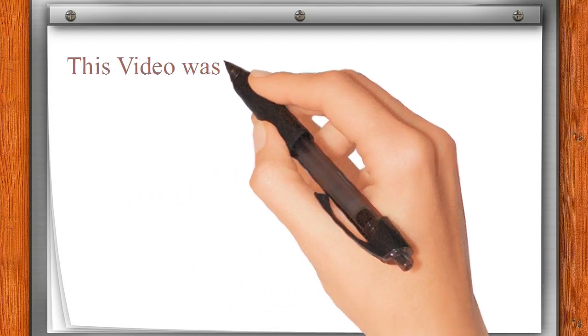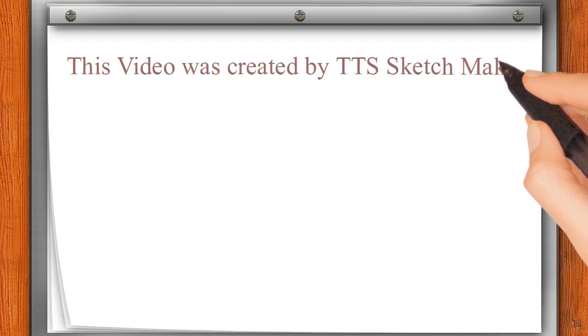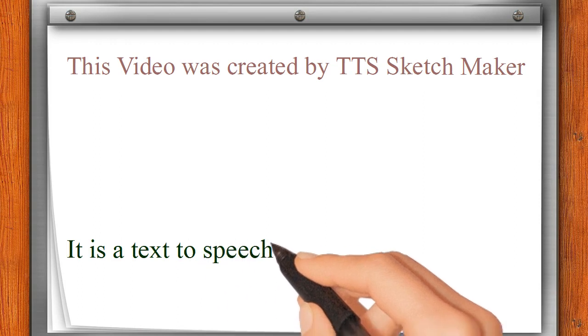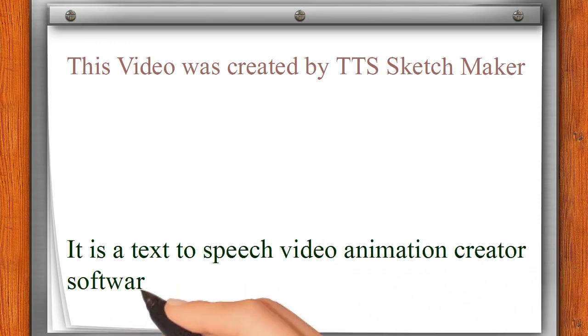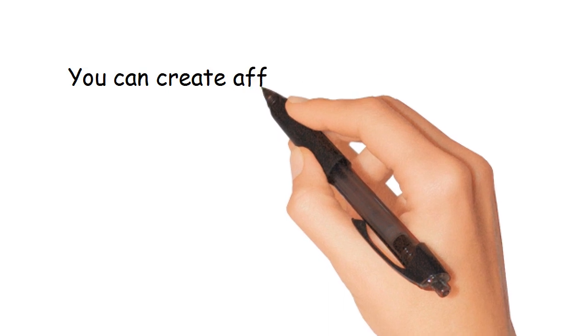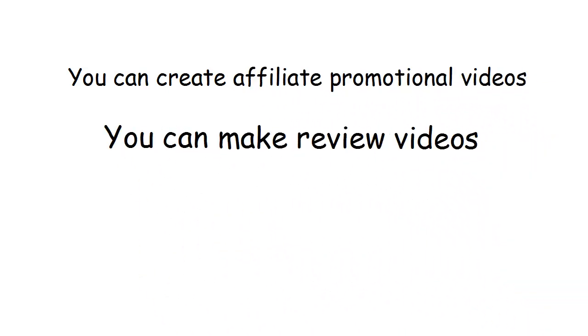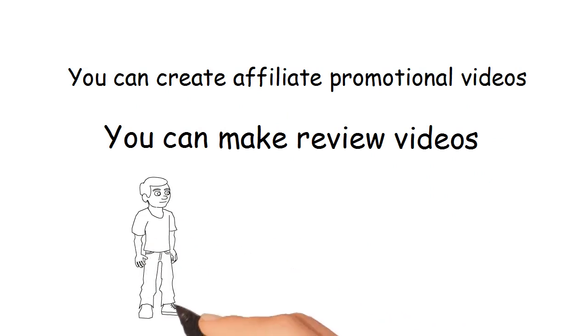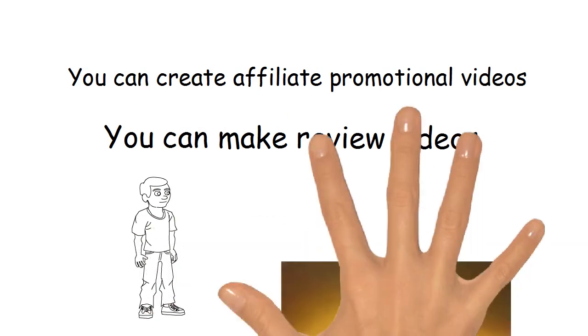This video was created by TTS Sketchmaker. It is a text-to-speech video animation creator software. You can use 25 text-to-speech voices with several accents and languages. You can create affiliate promotional videos. You can make review videos. You can add whiteboard images if you want. Or you can add your own pictures.